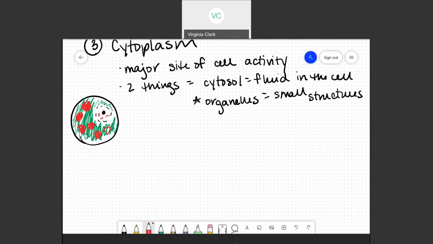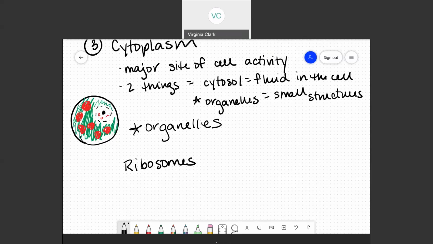So what are these organelles, and what are we going to talk about? So we're going to hit the highlights of these organelles for lab. The organelles that are found inside your cytoplasm. The first one is going to be called ribosomes.